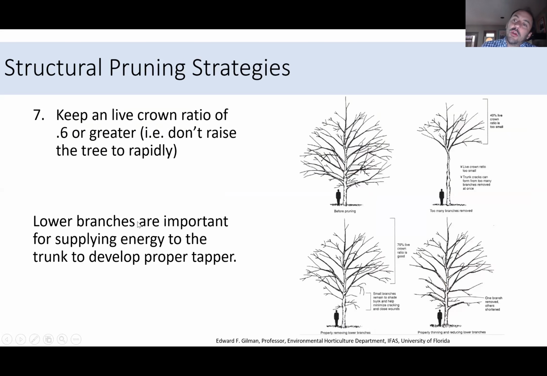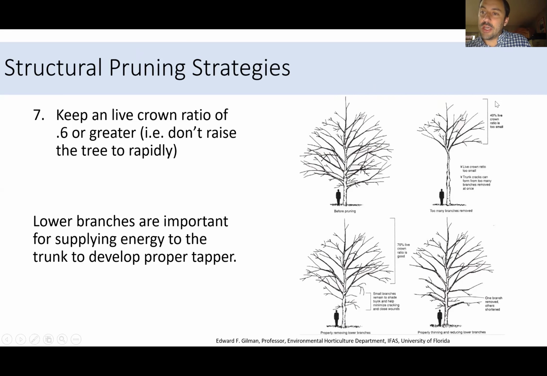And then we want to make sure that we are also, this is a tricky objective because sometimes you have to prioritize this a little higher, but we want to make sure that we're raising the tree over time and getting rid of those lower temporary branches before they get too large. So again, from Dr. Gilman's textbook, we have some pictures here. This is a tree, and then there are three ways to deal with it.